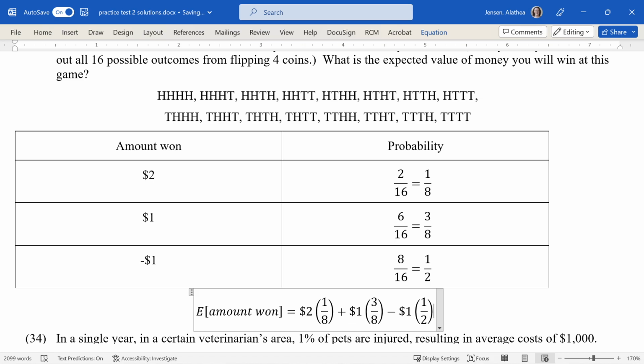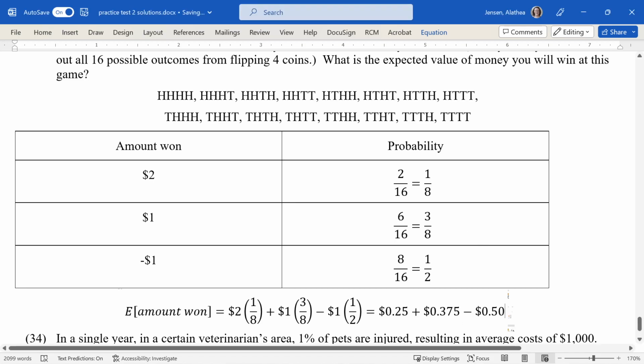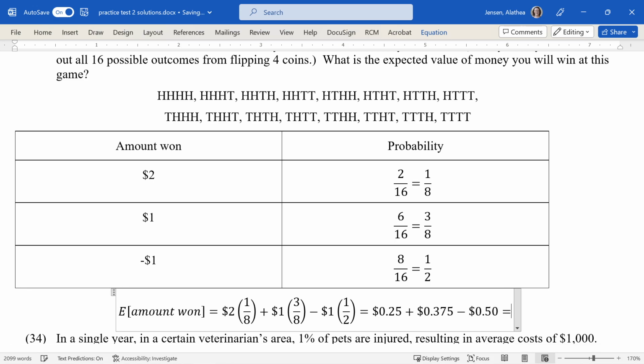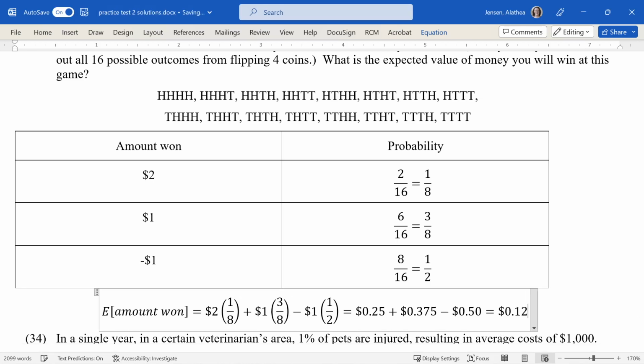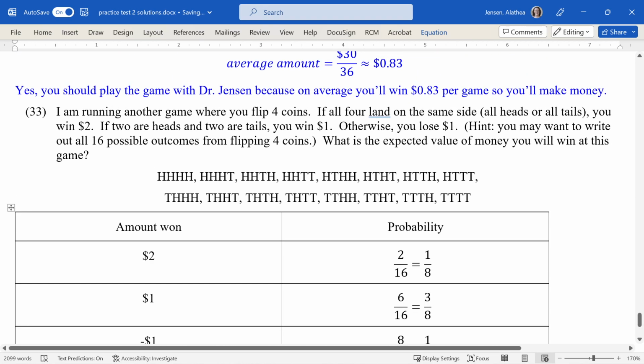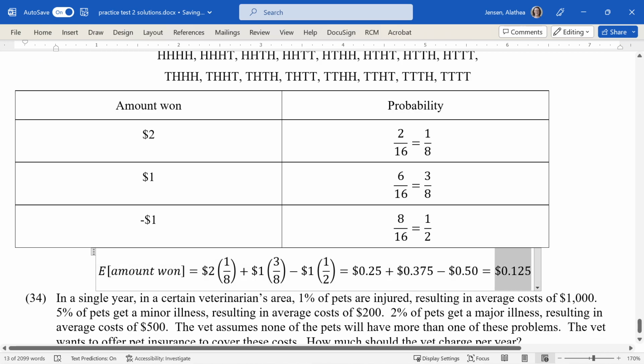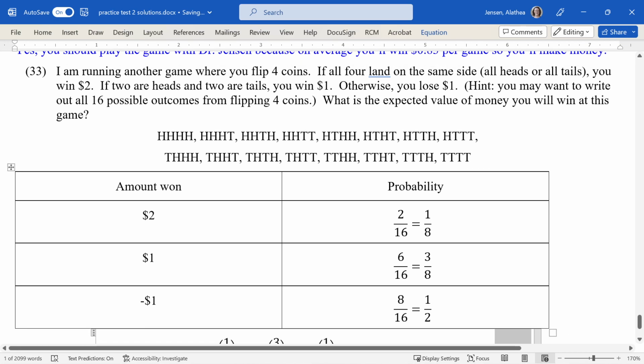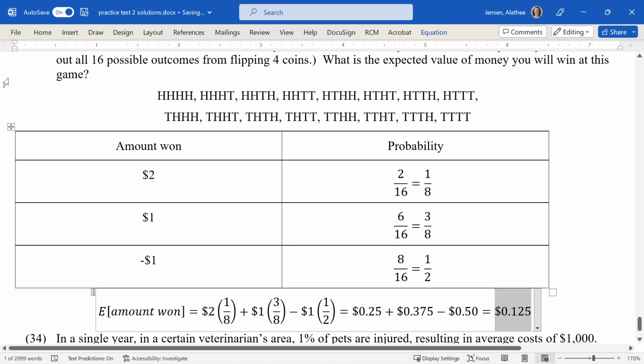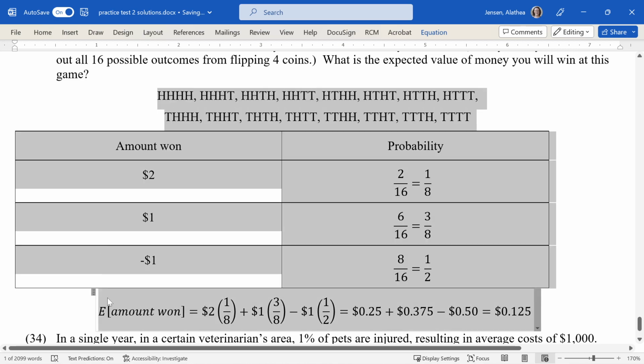Okay, so I did each term one by one, and I got 25 cents, about 38 cents, and then negative 50 cents. So if we add those up, we get actually positive 0.125. So the expected value of money that you will win at this game is this number right here, 0.125. And so if you have the chance to play this game, then again, you should play it because you will make money.